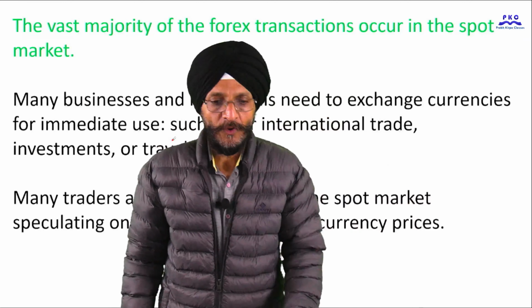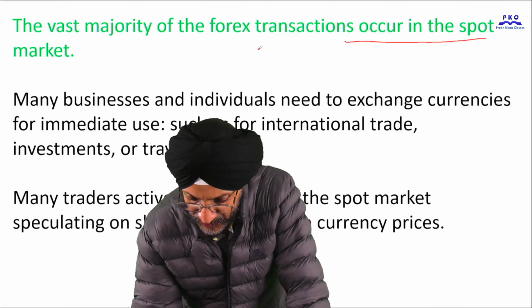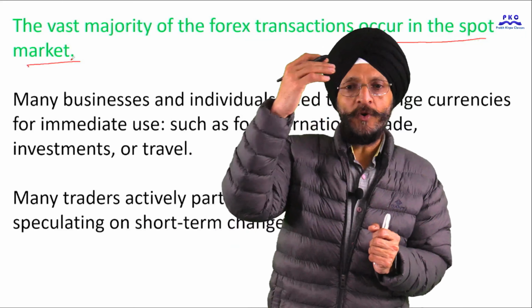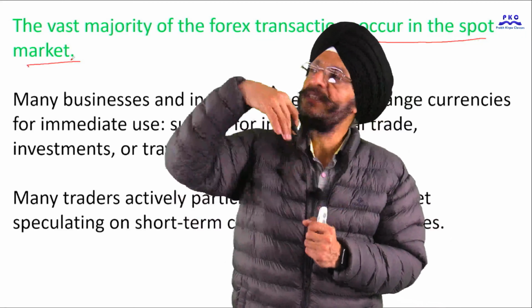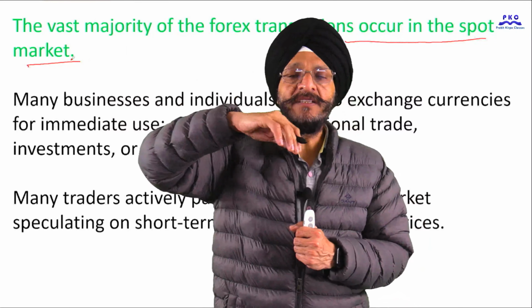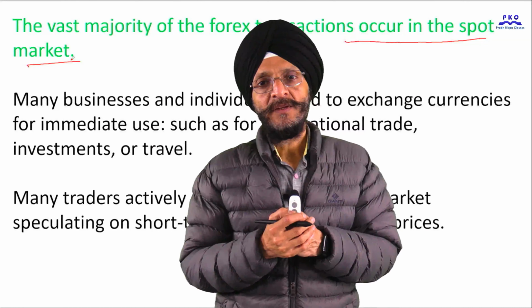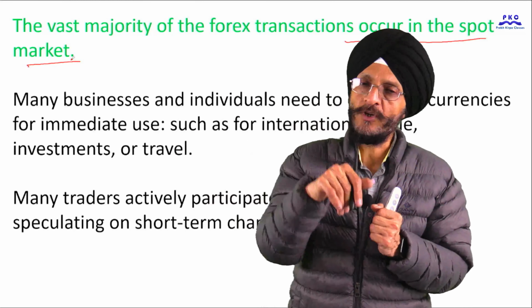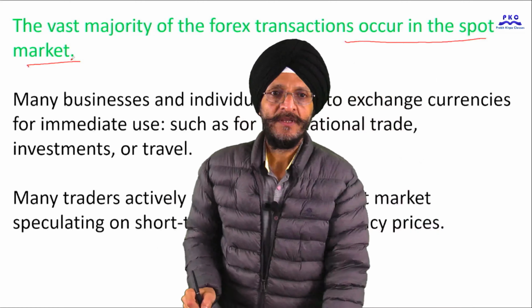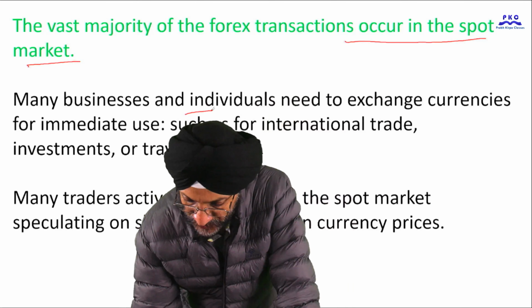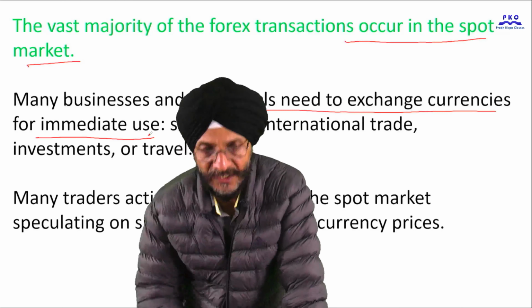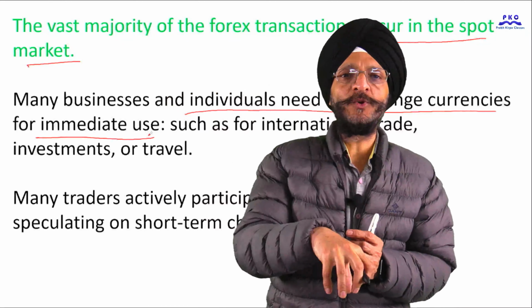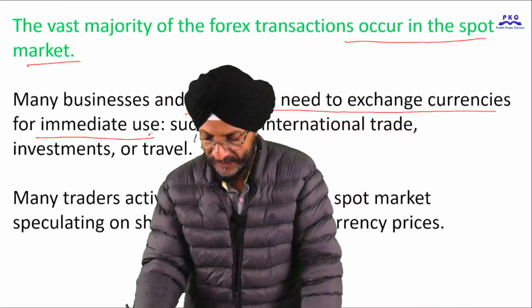The vast majority of forex transactions occur in the spot market. If I want a foreign currency or the exchange of currency at some future date, it is the forward market. But most of the transactions in the forex market take place in the spot market. Many individuals and businesses need to exchange currencies for immediate use, such as for international trade.